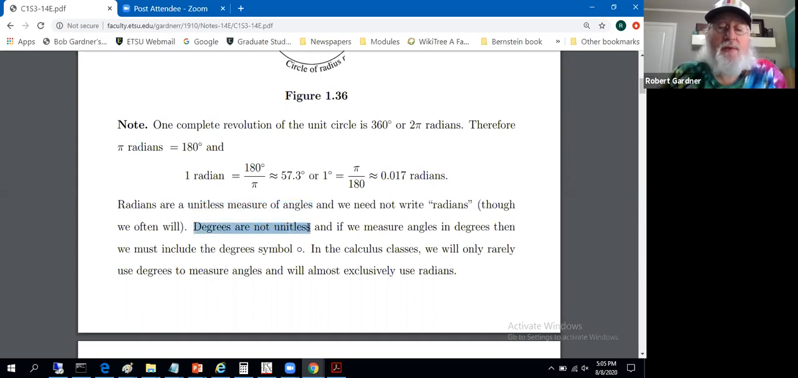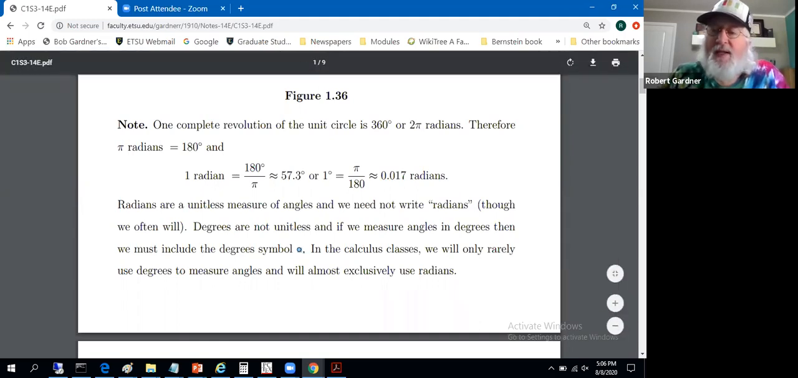Degrees are not unitless. So if I measure angles in degrees, I've got to use the little degree symbol. If I measure angles in radians, I don't need a symbol for radians. They're a unitless measure of angle, as you can see from the way we defined it in the previous definition. All right, so the emphasis will be on radian measures of angles.